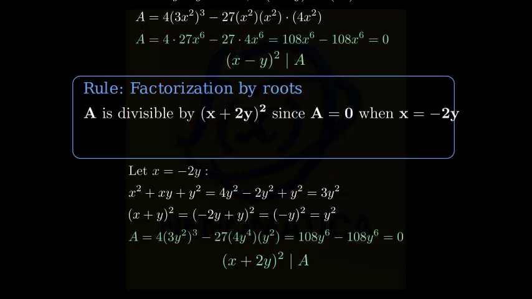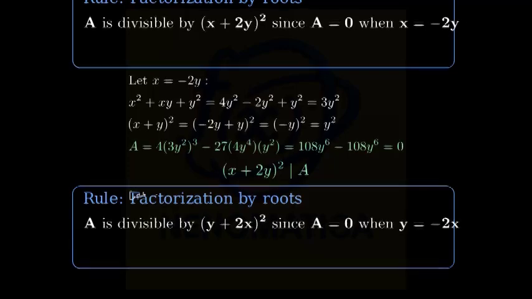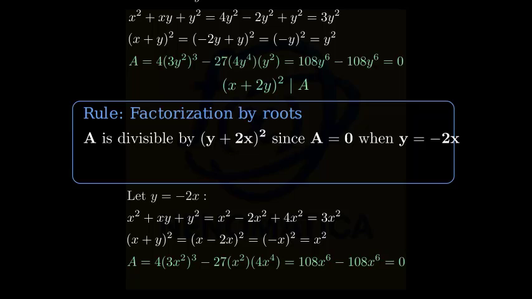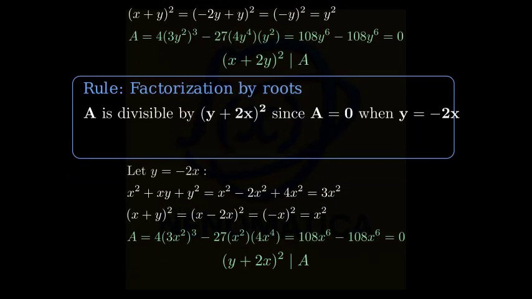A third root line. If y equals negative 2x, plug in and check similarly. By symmetry, x squared plus y squared again becomes 3x squared, and x plus y becomes negative x, so the square is x squared. The two large terms match and cancel to 0. Therefore, the expression is also divisible by the square of y plus 2x.